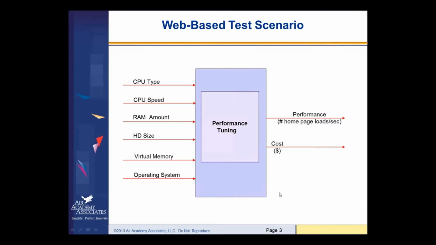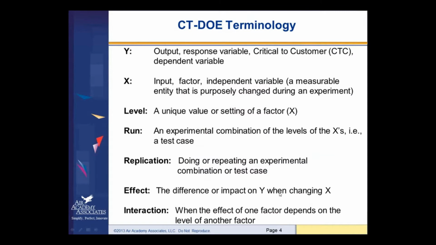So this is a very simple scenario, 2 outputs, 6 inputs, and let's talk about the terminology in DOE or combinatorial test. By the way, every test is a combinatorial test, but only some of them are DOEs. And so the terminology is similar for any combinatorial test, but DOE is a special case of combinatorial testing that we're going to look at specifically today.